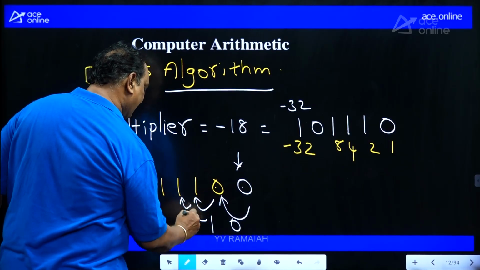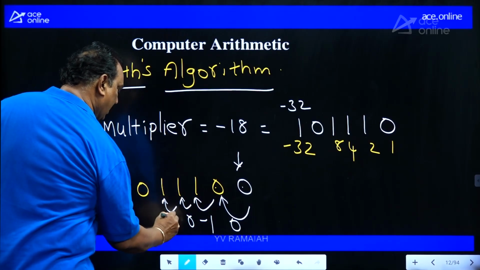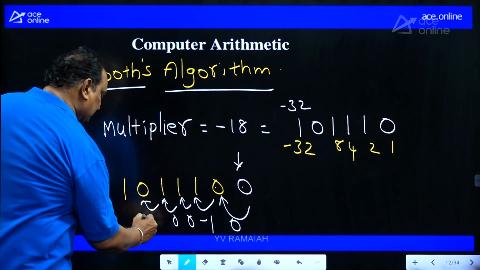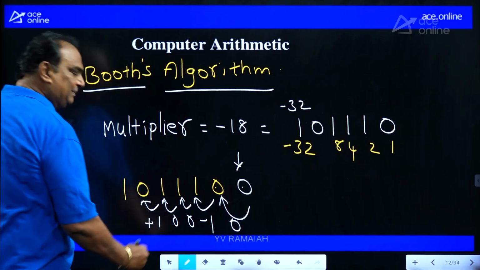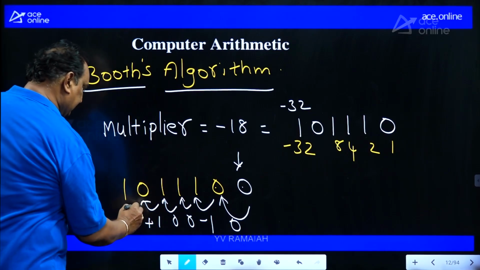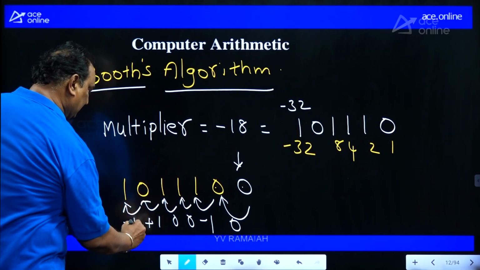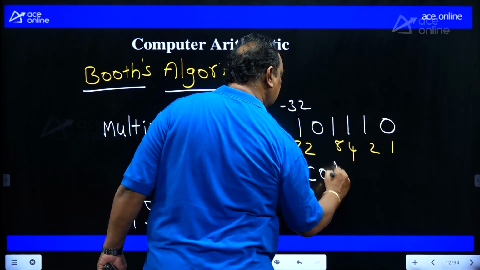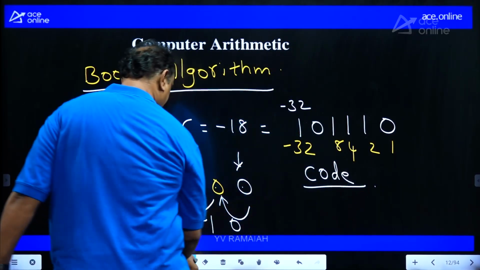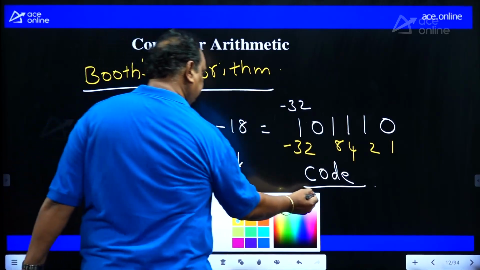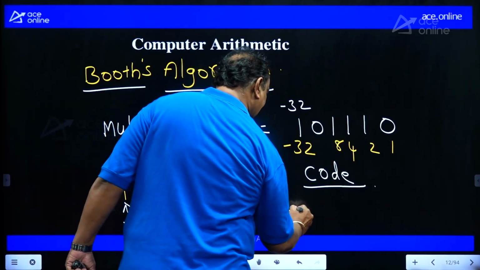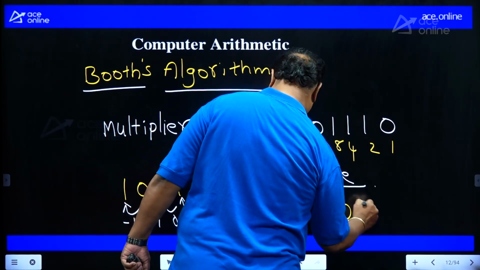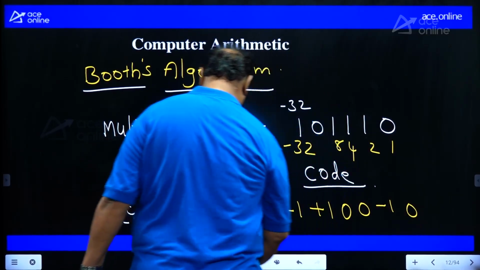Both are same, no operation. Both are same, no operation. 1 to 0 means right side 1, left side 0. Plus 1 means the shifted multiplicand is added for plus 1 times. Here, minus 1. So what about the code for this? Booth's code is nothing but minus 1, plus 1, 0, 0, minus 1, 0.